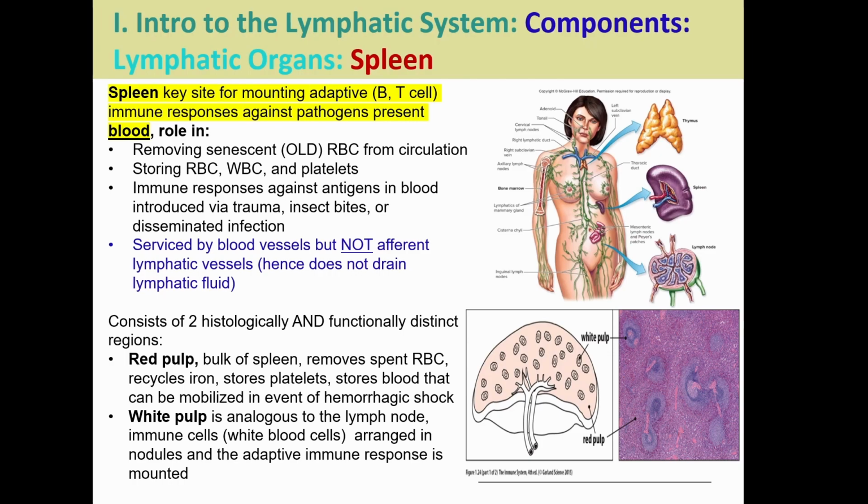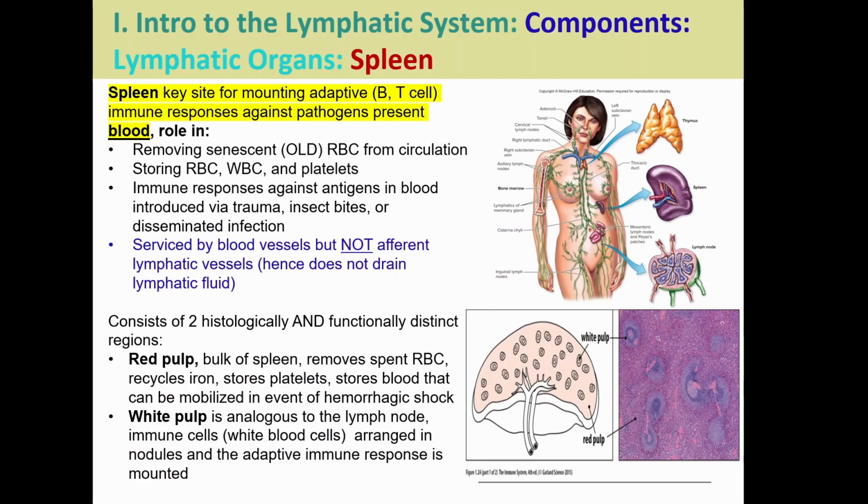Next one is the spleen. The spleen is where we have some adaptive immune responses as well. Again, more B and T cells. And so the spleen has a couple different jobs. One, it removes old red blood cells when they're circulating around. Maybe they're damaged, maybe they're dying. We need to get rid of them. The spleen can help remove them from the blood. We can store red and white blood cells and platelets. So you can actually have a lot of blood in the spleen. We have immune responses against the antigens in the blood because of some sort of trauma, a bite, some sort of infection that has been traveling.